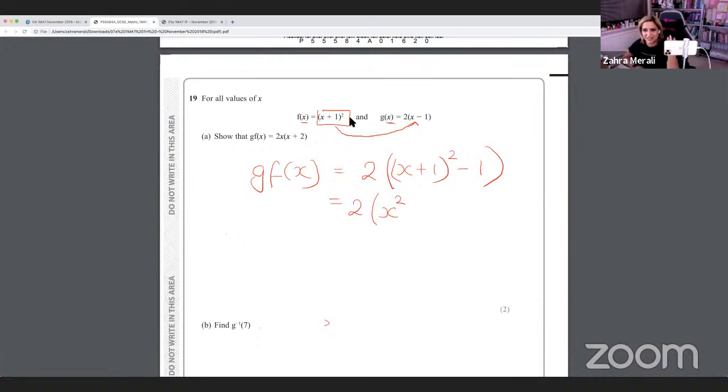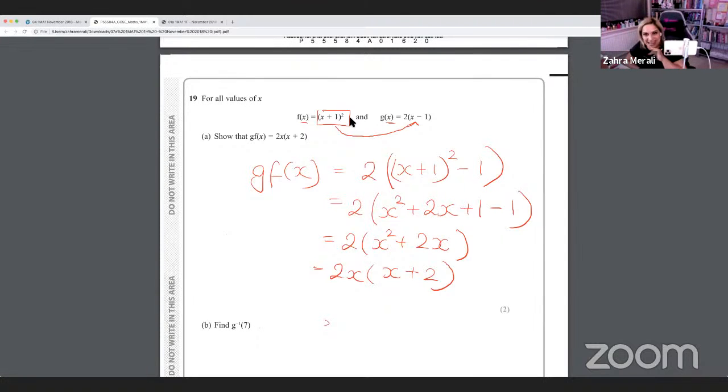Okay, so hopefully this has come back. So we've got x squared plus 2x plus 1 minus 1. So we've got x squared plus 2x, and then we can take x outside the bracket and we get x times x plus 2. And then we've got to find the inverse g to the minus 1 of 7.